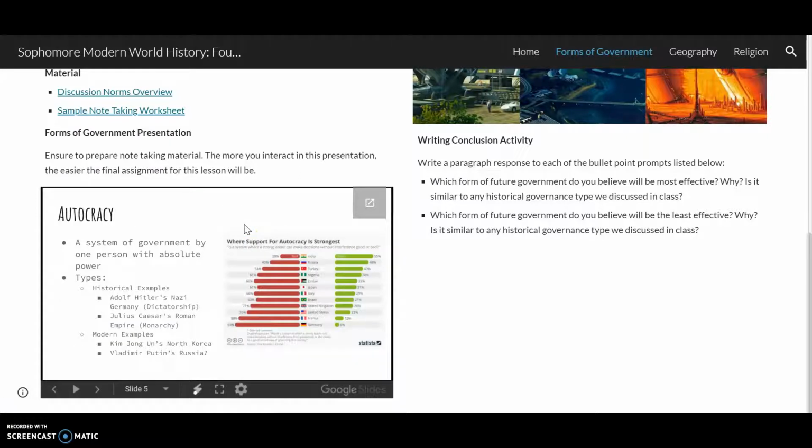But then this is how I formatted the notes part, but also the applied knowledge part of each form of government. So first I defined it. It's a system of government by one person with absolute power. And then I had some historical types, which is where I got beneath the umbrella and talked about the different types of autocracies and how, although this is a type of government, these are more specific types of government. So Adolf Hitler's Nazi Germany was a dictatorship, and then Julius Caesar's Roman Empire was a monarchy, for example.